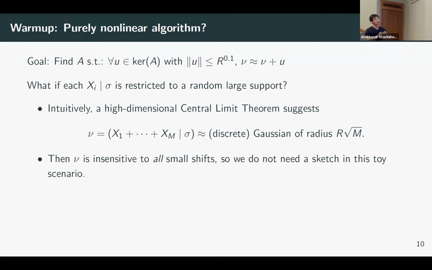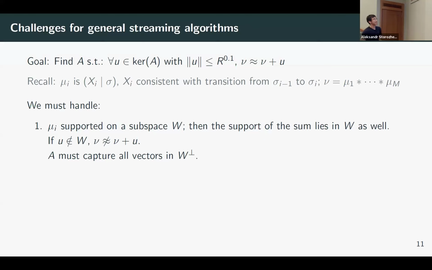And if it's actually a discrete Gaussian, then this distribution is insensitive to any small shifts, as long as the length of the shift is less than the radius. So in this case, it's consistent with the intuition that we don't really need to store anything to sketch. If this random algorithm can solve the problem, then the problem has to be true. Okay, let's see what the challenges are for general streaming problems.